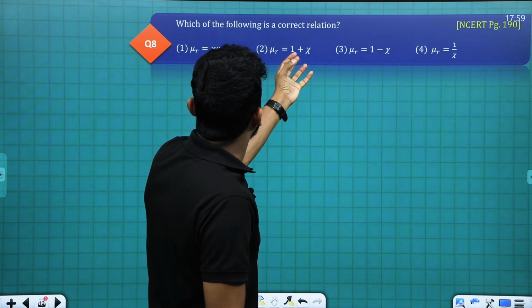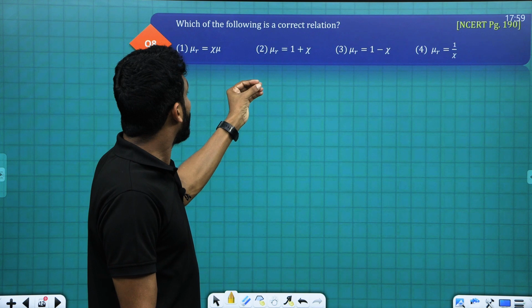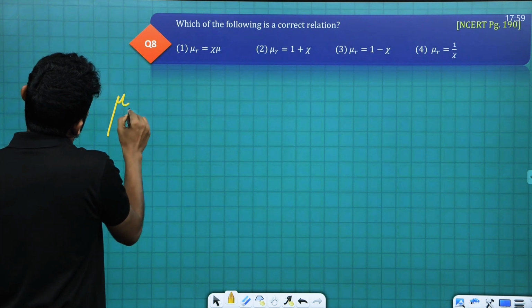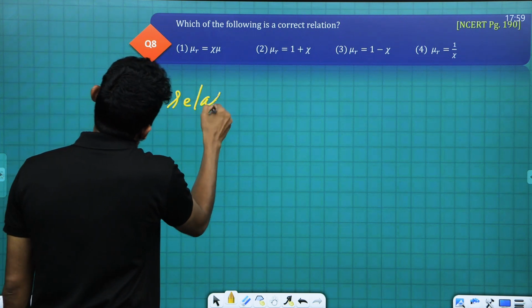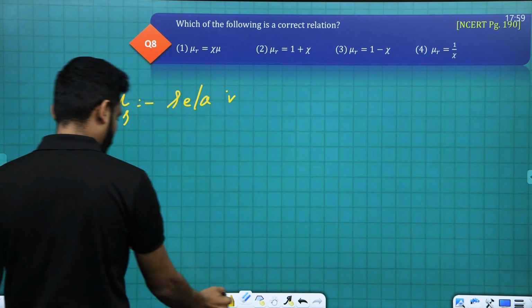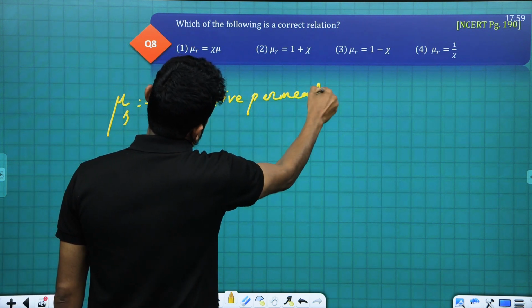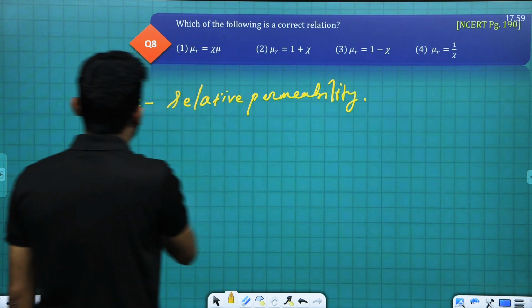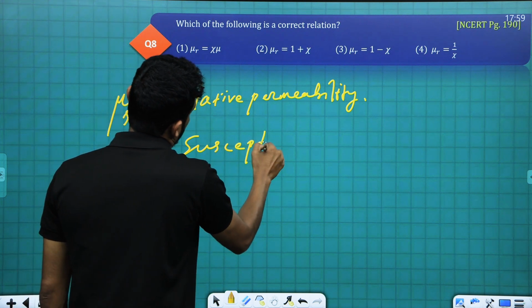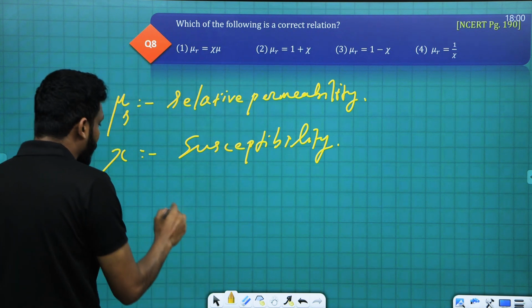Which of the following is a correct relation connecting mu r and chi? What is mu r? Mu r is the relative permeability. And chi is magnetic susceptibility. And what is the relation connecting these two?